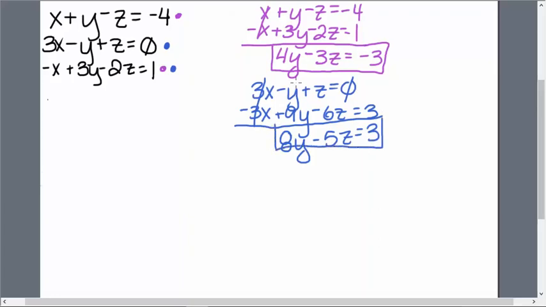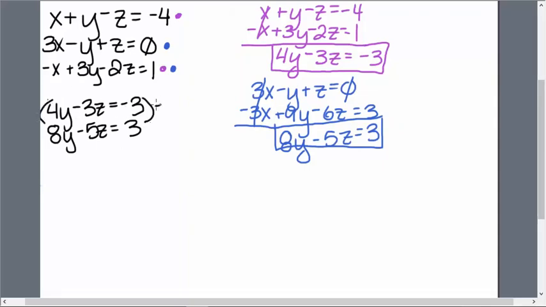Now if you look at what we have here, we have two equations with two variables. This goes back to being a normal equation. So let me write them over here. So I have 4y minus 3z is equal to negative 3, and I have 8y minus 5z is equal to 3. So I'm going to try and do elimination again. If substitution strikes your fancy, you could do substitution here. Now I'm noticing that if I take the top row and I multiply it by negative 2, that would make the y's eliminate. So let me just write it underneath.